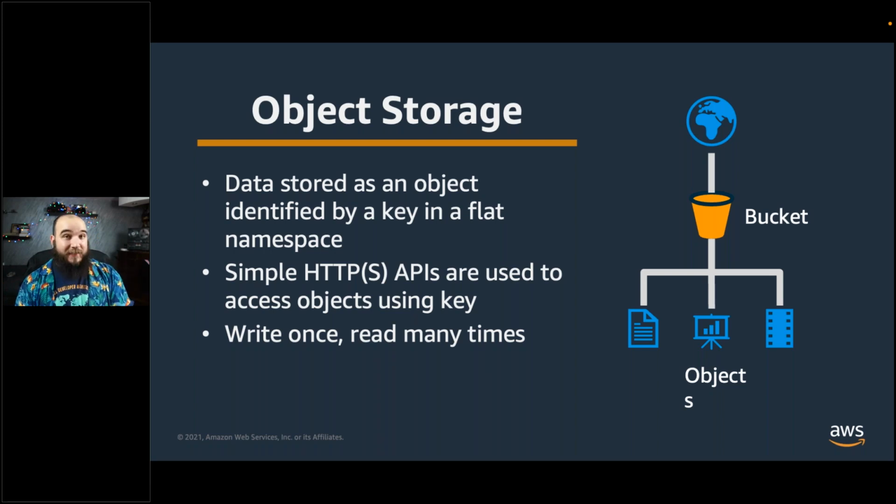The way you access objects is not through a file system call. It's through an API call, usually HTTPS. You write the object and you read the object through an HTTP call. This is just wonderful, especially when you write once and you want to read many times, because you get excellent performance from object storage.